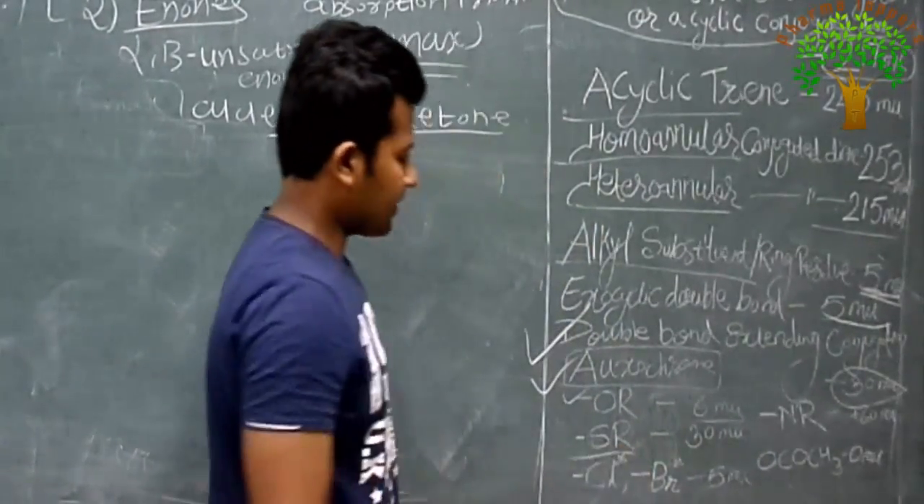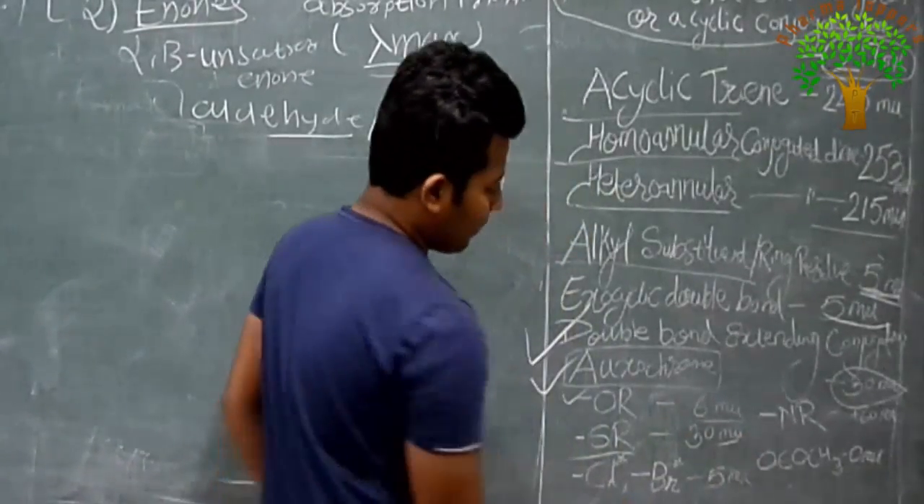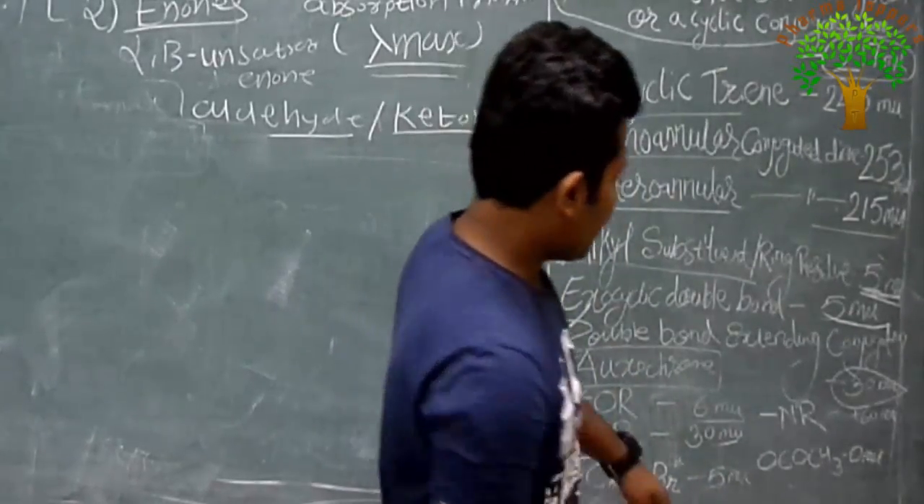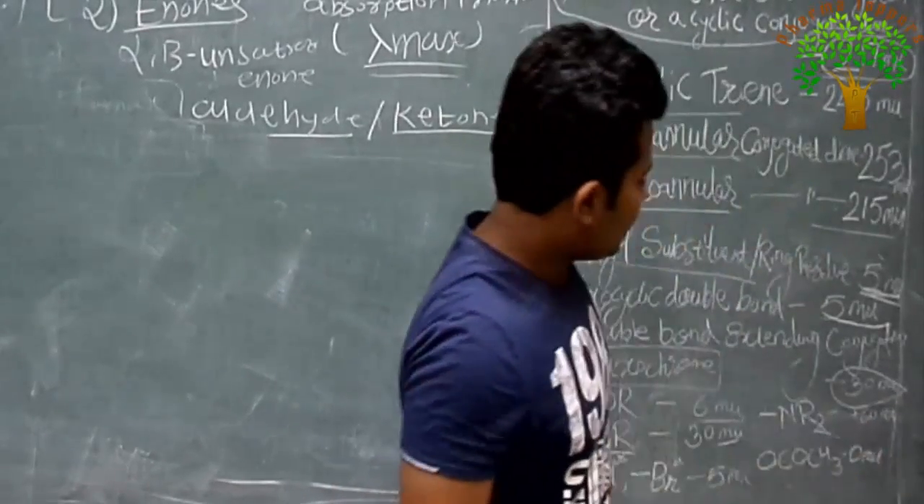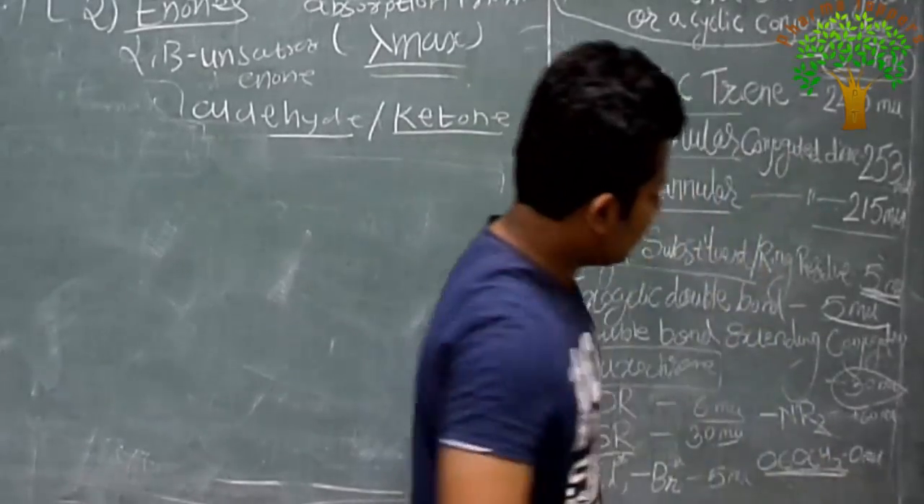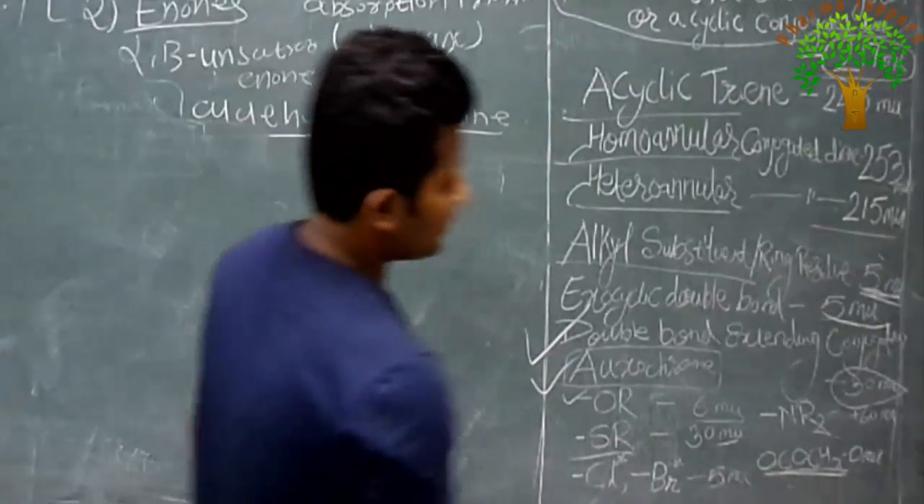For sulfur, the SR group, there is an increase of 13 nanometer. For chlorine and bromine, there is an increase of 5 nanometer. For a secondary amine, there is an increase of 16 nanometer. And for the acetyl group, COCH3 or OCOCH3, there is an increase of 0 nanometer.